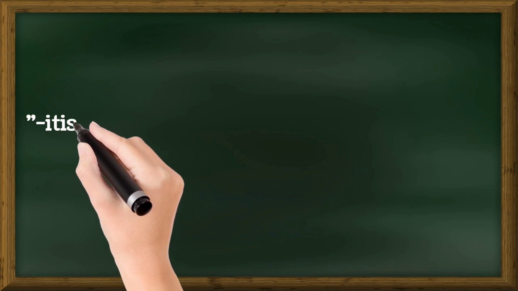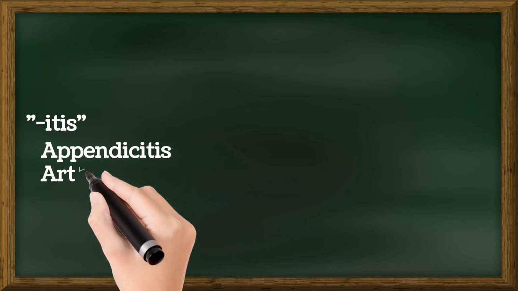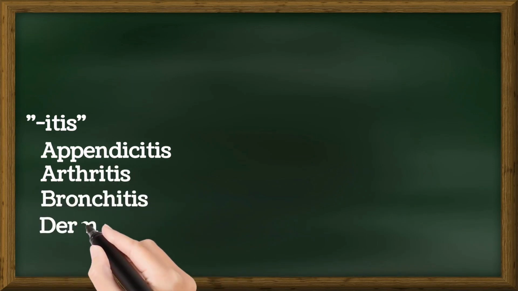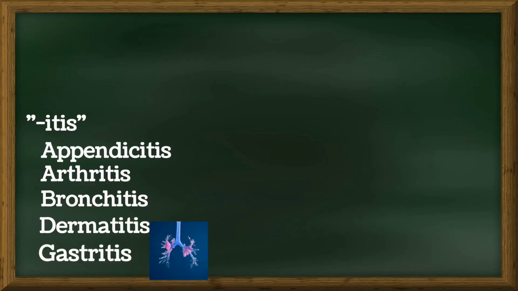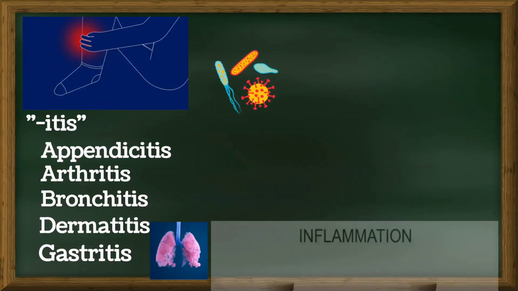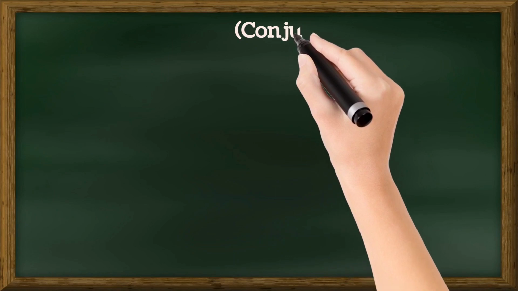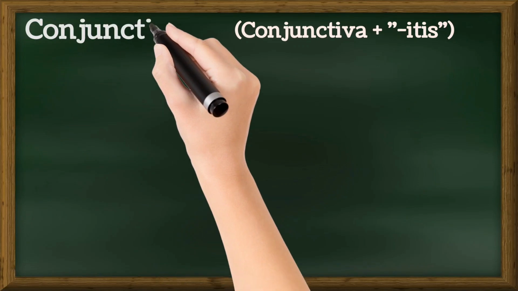When there is inflammation, we add itis at the end of the word. Like inflammation of the appendix means appendicitis, inflammation of the joints is arthritis, inflammation of the bronchial tubes results in bronchitis, and so on. Now, you tell me, in the comment section, what would you call inflammation of the lungs? Inflammation can occur due to infection or other foreign bodies as well. If there is inflammation of the conjunctiva due to germs, infection, or some irritant, we call it conjunctivitis.